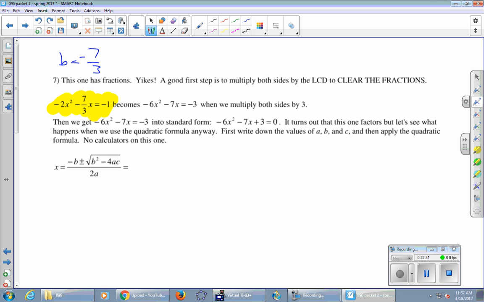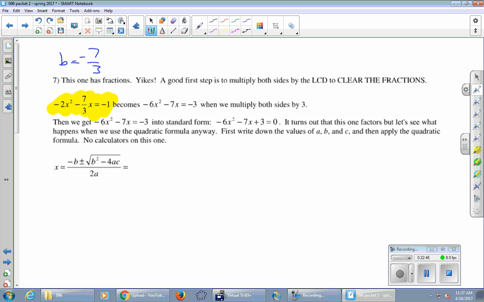I'm going to give you what I think is a better option. And the better option is to get rid of those fractions right from the get-go. What you are allowed to do is multiply both sides of any equation by any number. What's the magic number that's going to clear this fraction? It's 3. So we're going to multiply both sides.